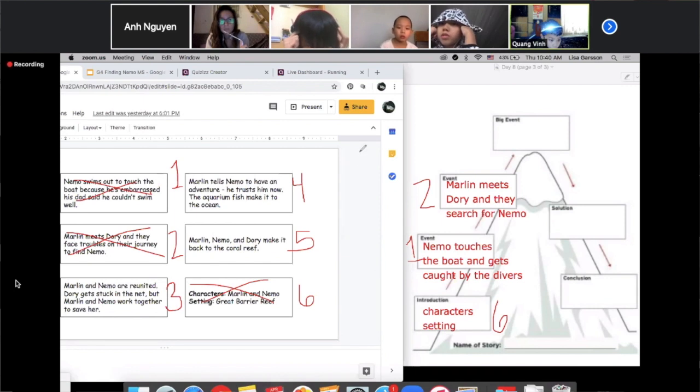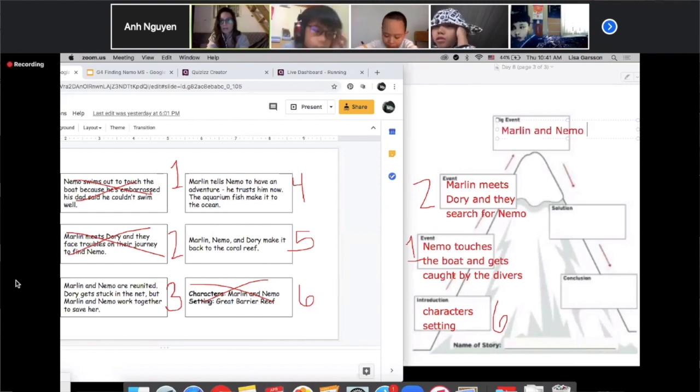Marlin and Nemo get stuck in the net, but Marlin and Nemo work together to save her. Okay, so our climax, the most dramatic point in the movie, the part we've all been waiting for, is Marlin and Nemo are reunited. Reunited means united again, and united means to come together. So Marlin and Nemo are finally back together. And this is event number 3.